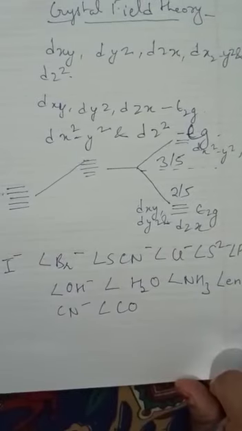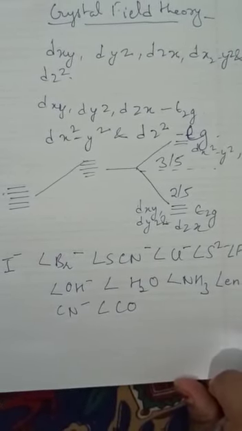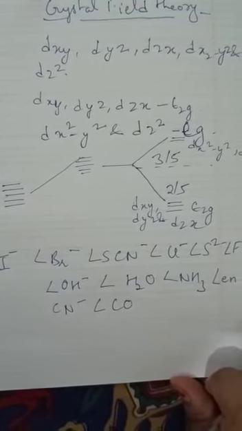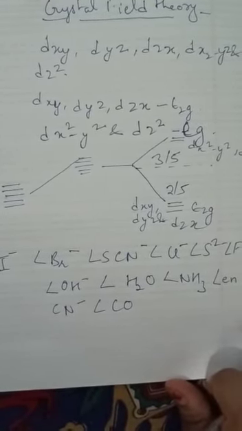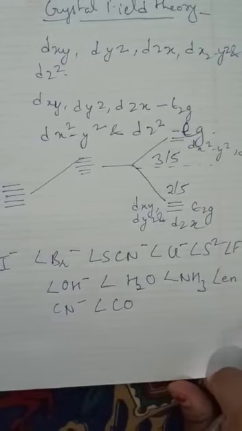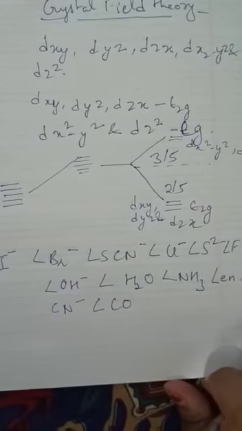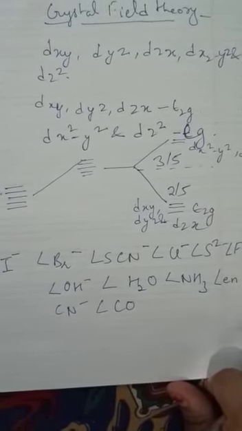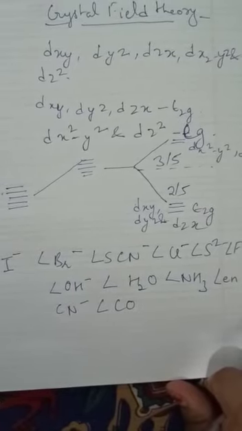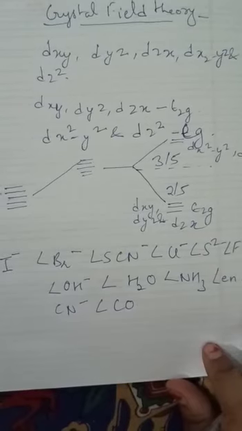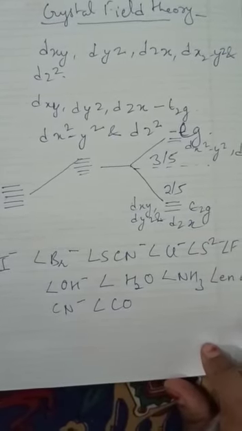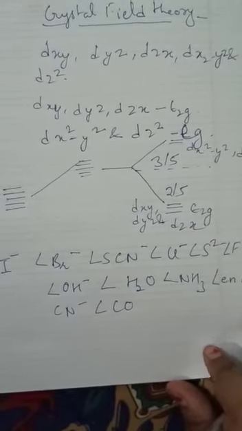So this is crystal field theory. Crystal field theory basically works on the interaction of the ligands and the central metal atom. It depends on the interaction between two things, that is the central metal atom and the ligands around it.